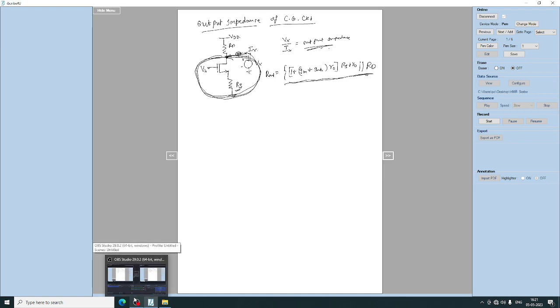Okay, so this is about the common gate circuit. I will just stop it here, and in the next class we will discuss the cascode stage.